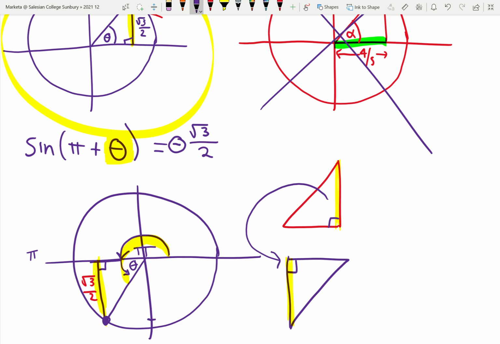So we have two steps. First of all, find out the length, and second of all, determine whether it's positive or negative. Let's move to the next one.